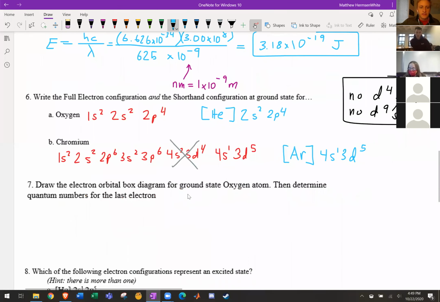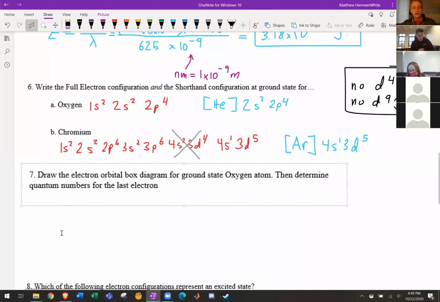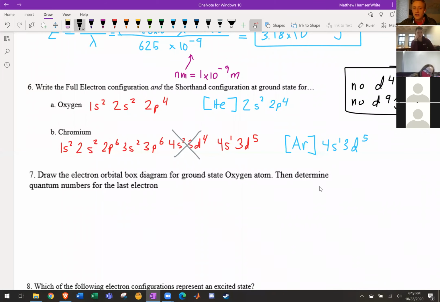Okay, so let's do some quantum numbers then. I also wanted the box diagrams. Now, if you can get the quantum numbers without drawing a box diagram, you're like a pro. But for me, I usually have to draw the boxes. So for oxygen, let's start drawing out the boxes.